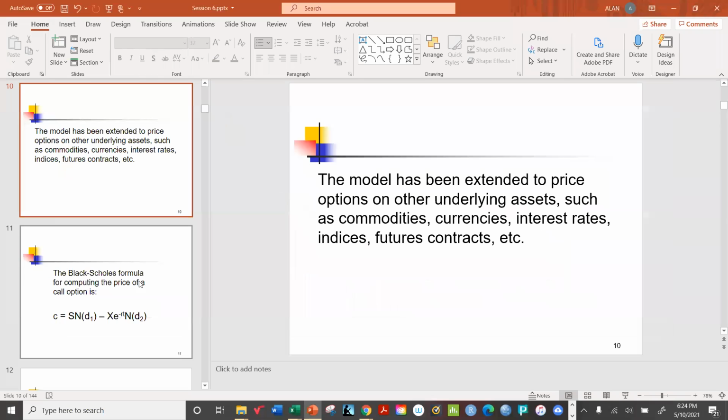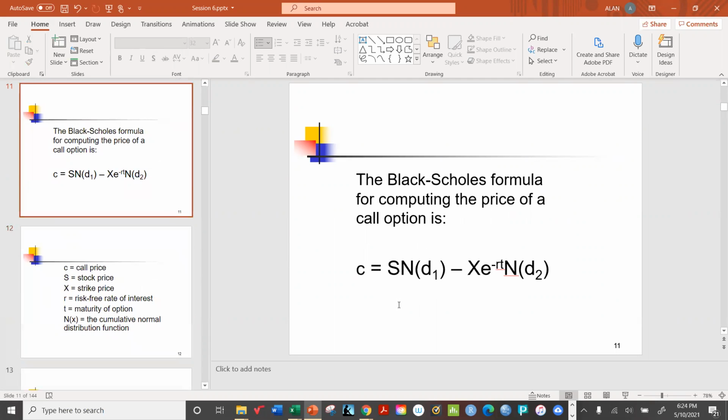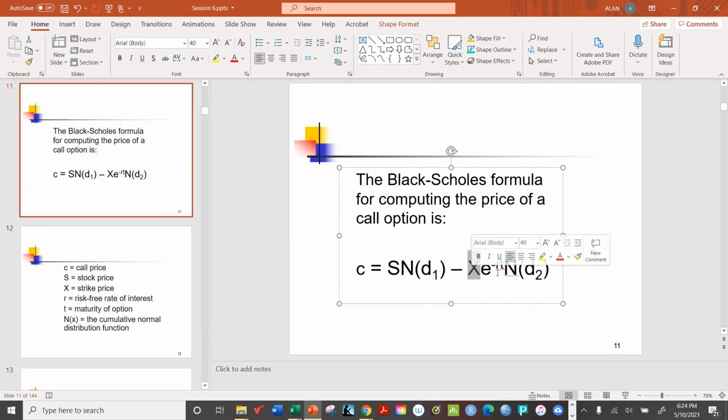Okay, so imagine the following. So here's the model. What we need to do first is identify what all these variables actually mean. Well, as you can probably guess, C is the price of a European call option. S is the asset price, which in our example is a stock price. X is the strike price. R is the risk-free rate of interest, and T is the time to maturity of the call option, where time is measured in years.